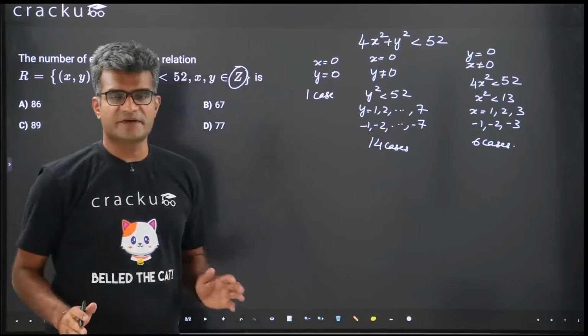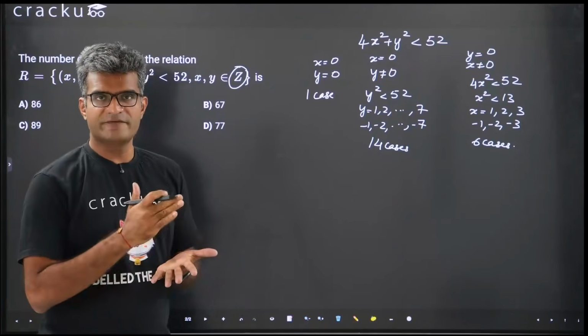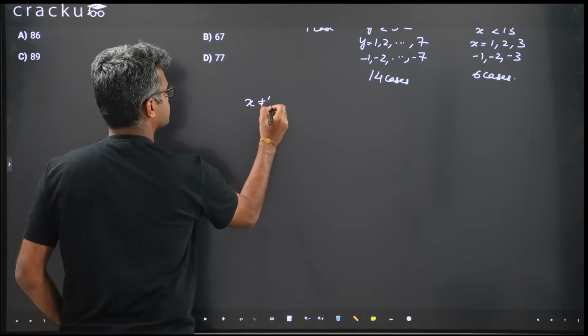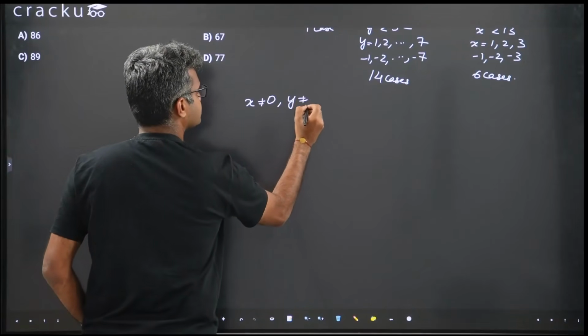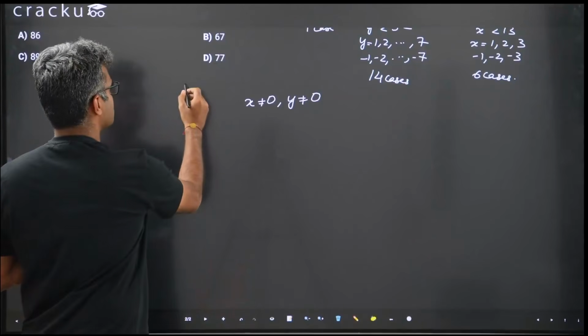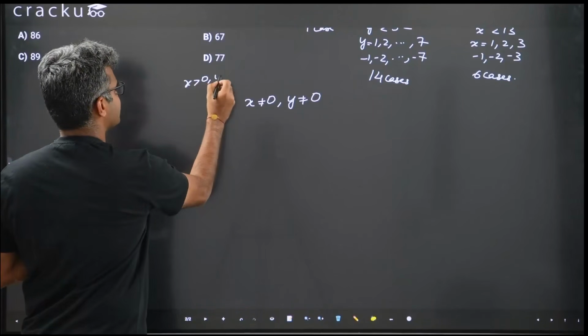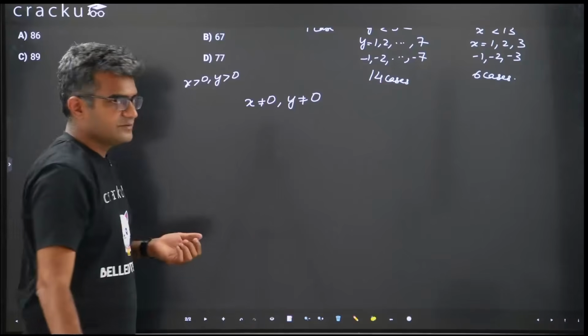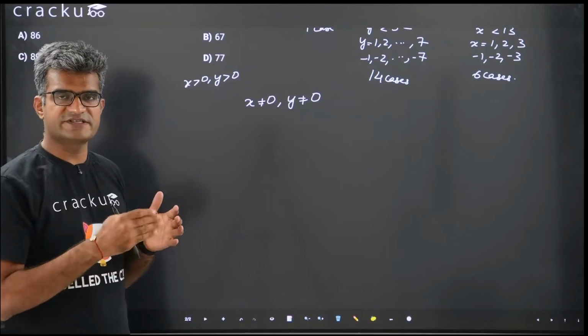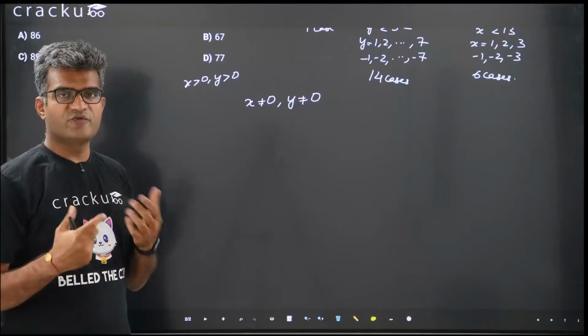Now let us consider the situation where x is not equal to 0 and y is not equal to 0. For the sake of simplicity, let us assume that x is greater than 0 and y is greater than 0. Because for every such case, we'll find 4 cases. We'll just put the negative value of x and the negative value of y. So there will be 4 cases possible.